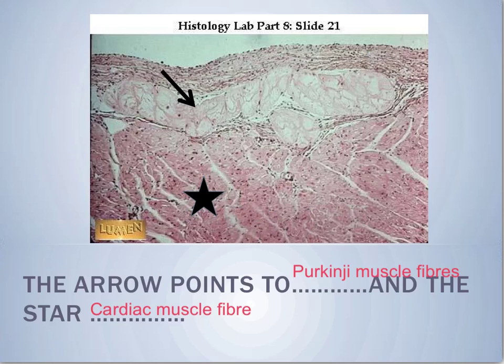Here you should remember carefully what the differences are between the two types of fibers. The Purkinje fibers are larger, vacuolated, and have multiple eccentric nuclei. So these are the features evident in the picture.